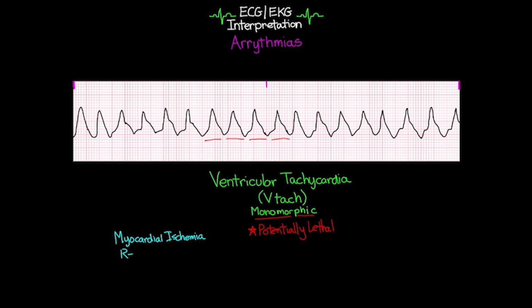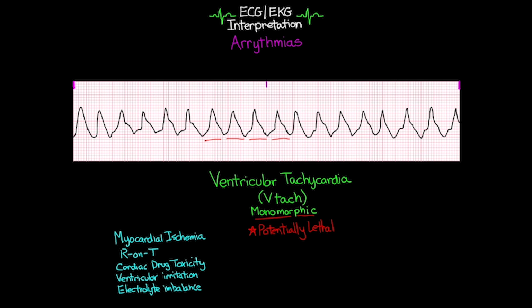You can have an R on T event. It can also happen as a result of cardiac drug toxicity, ventricular irritation, or even electrolyte imbalance.